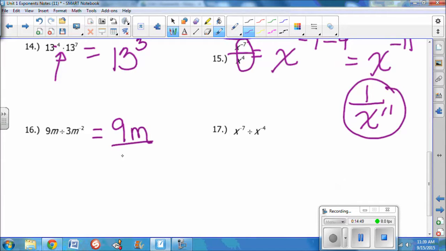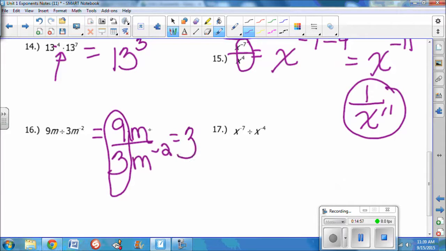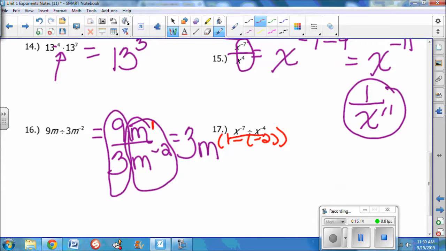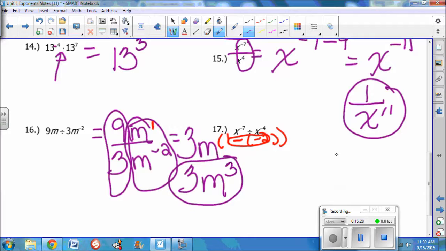9m. I'm going to rewrite this as a fraction. So, what is 9 divided by 3? 3. What's your base here? It's m. Let's put a 1 with that m on top. So now what's 1 minus a minus 2? I'm going to write that out. 1 minus a minus 2. What's 1 minus a minus 2? You guys know, you're always like, oh, that means a positive. So it's 3m. 1 minus a minus 2 becomes positive 3. Does that have a positive exponent? Sure does. Done. All right.